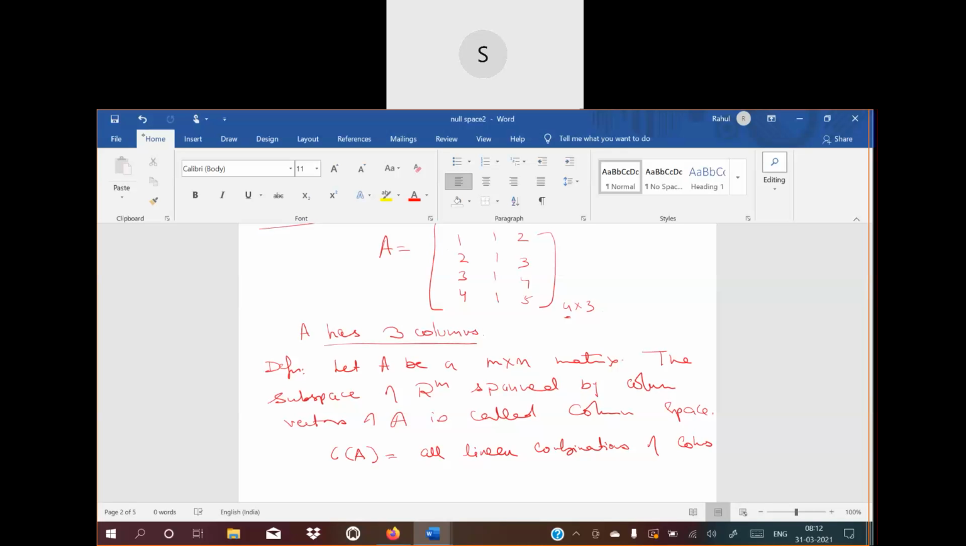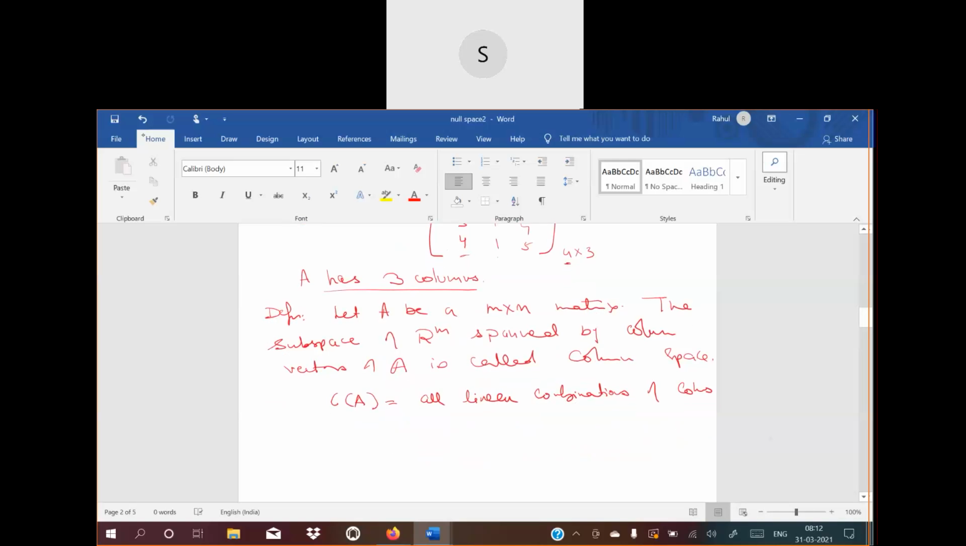Now we are saying that if A is a matrix, all the columns of this matrix are spanning, and therefore it is a subspace, right? So the column space is nothing but all linear combinations of the columns of A. So the columns of A span that space.